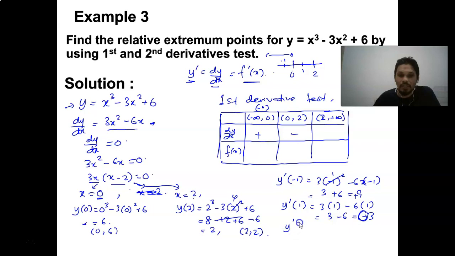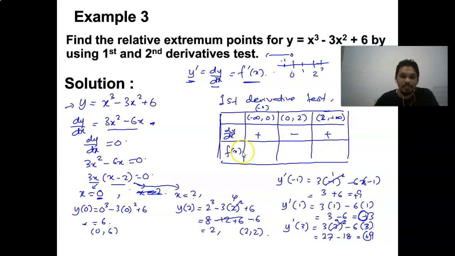And then y prime for any value of x between 2 and positive infinity, I choose the nearest one here, which is 3. So 3 times 3 squared minus 6 times 3. 3 squared equals 9, 9 times 3 is 27, minus 6 times 3 equals 18. So 27 minus 18 is 9, positive. Okay, and we come out with positive.